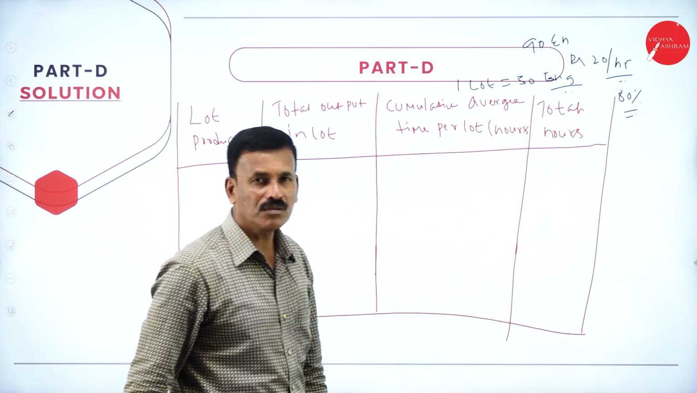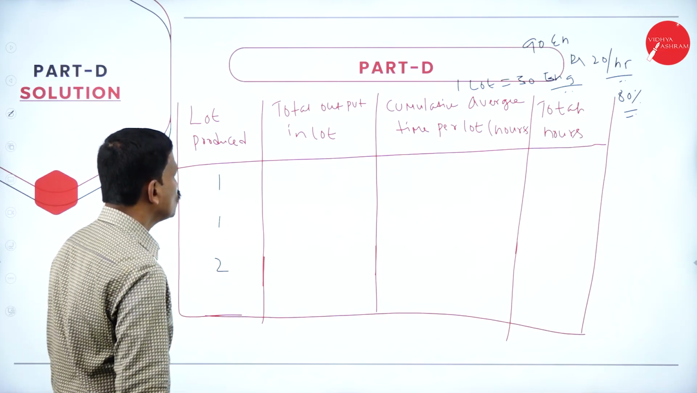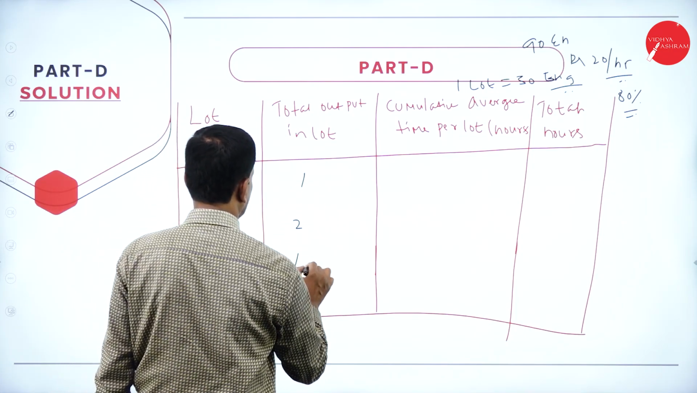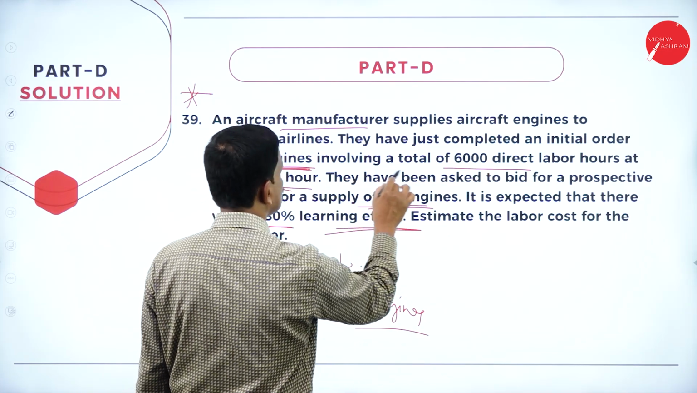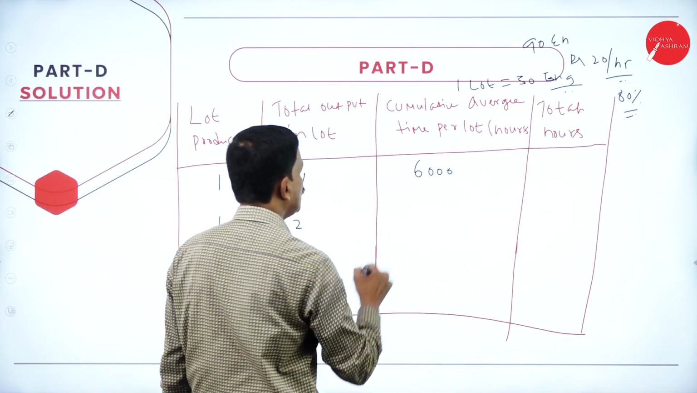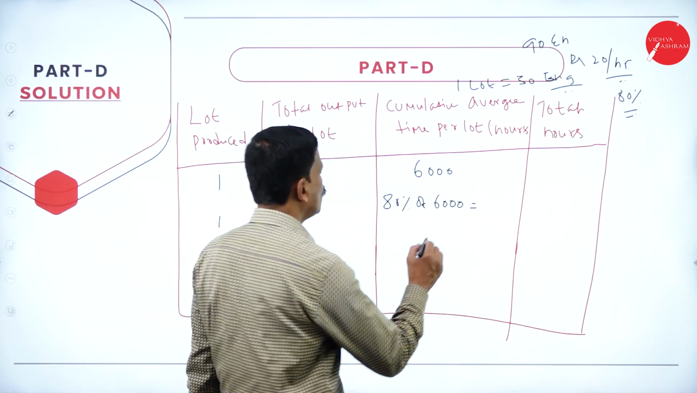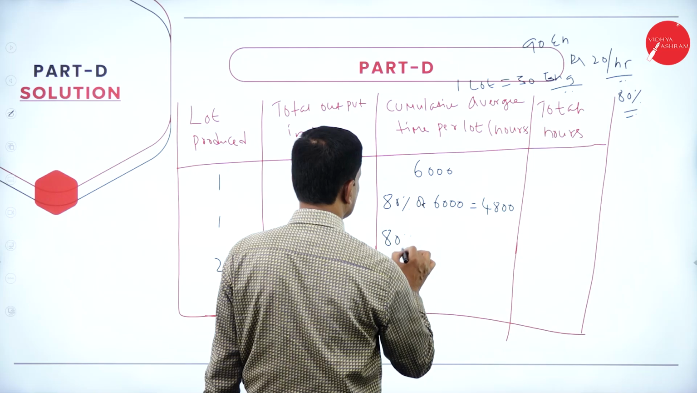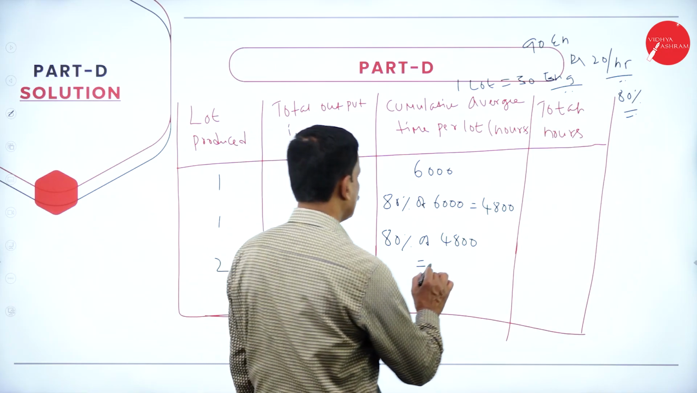Okay, very simple. Now this can be written as, so lot produced is 1, 2 and 4. Total output in lot is 1, 2 and 4. Initially they have just completed an initial order of 30 engines involving 6,000 hours. Now 80% of 6,000 is equal to 4,800. Again, 80% of 4,800 is equal to 3,840.